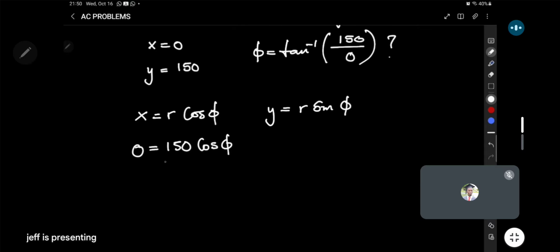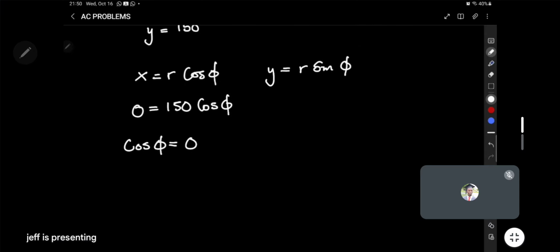So here, 150 times cos phi is giving us 0, meaning that one of these terms should be 0. Well, it can't be 150. Cos phi has to be equal to 0. We divide both sides by 150. So for what angles does cos phi give us 0?